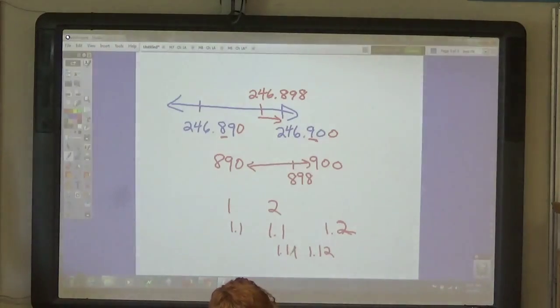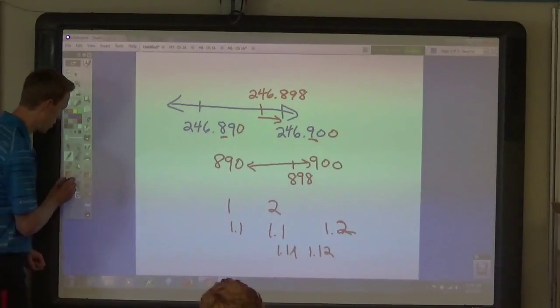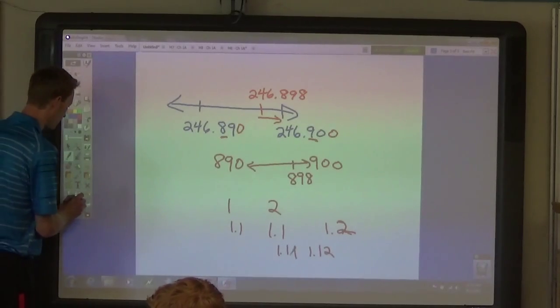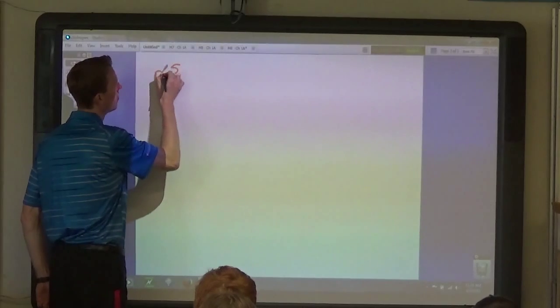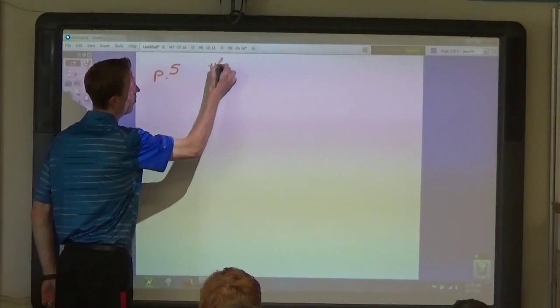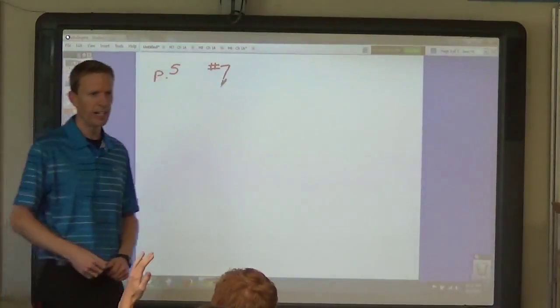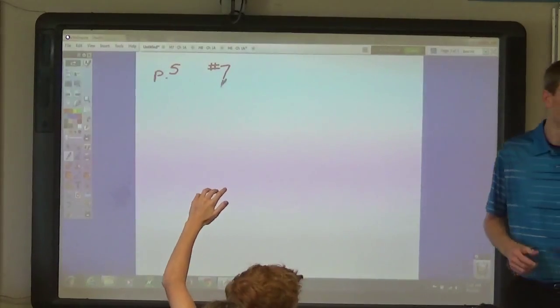When you're comparing numbers, we talked about comparing the value of each digit. And let's look at one like number 7. What is number 7 worth? I'm on page 5. Page 5, number 7. Read the number. Somebody read the number first. Daria.